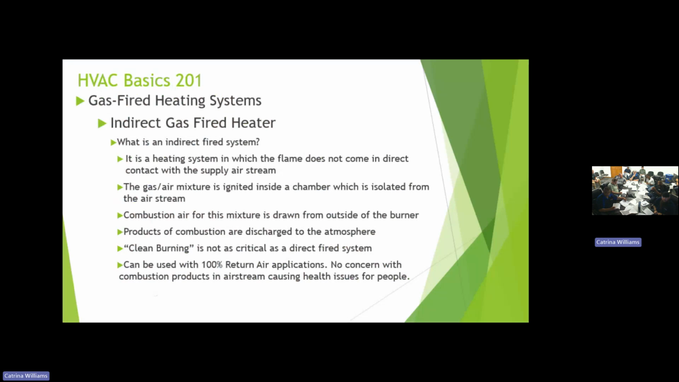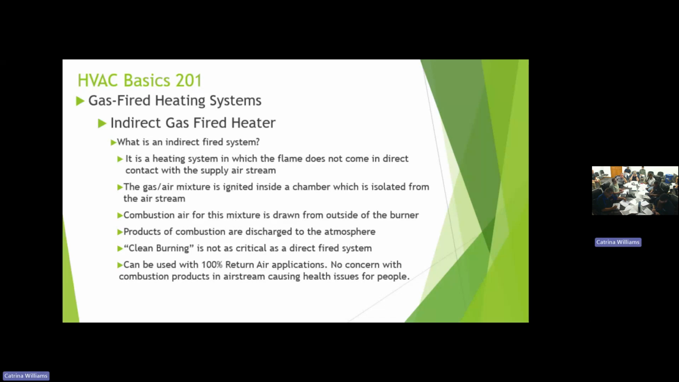So, what is an indirect? The important thing is flame never comes in contact with the airflow. That's the difference you need to remember between indirect and direct. Direct, the airflow and the flame are in direct contact with each other. Indirect, they never touch. Flames in the chamber heat it up, that's what heats the air.